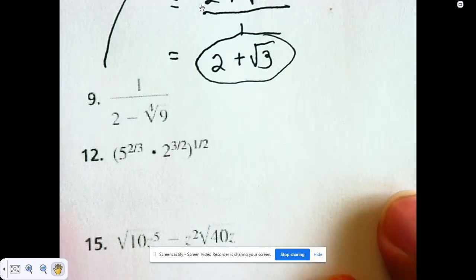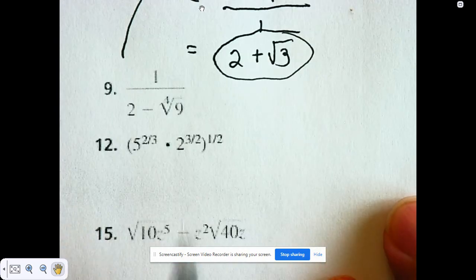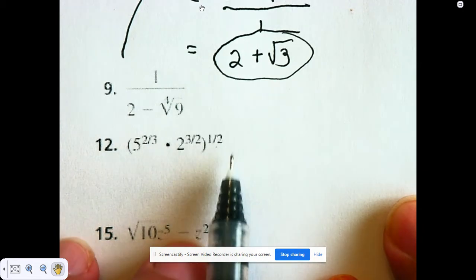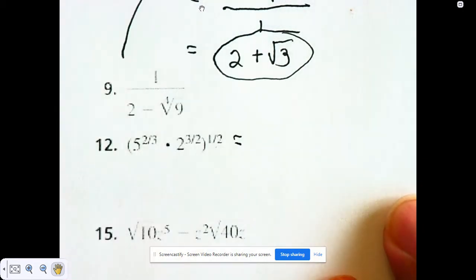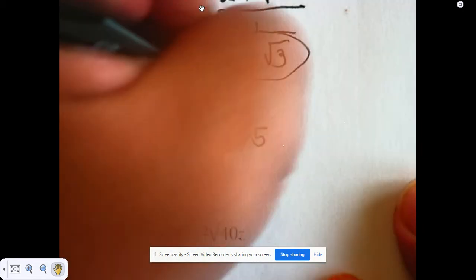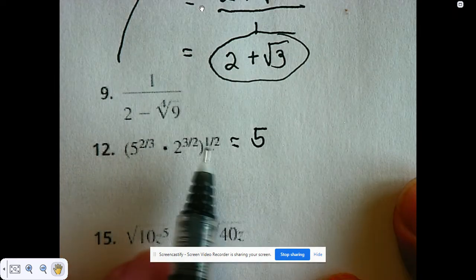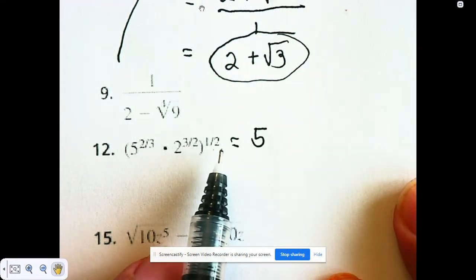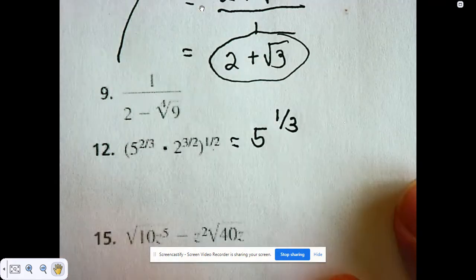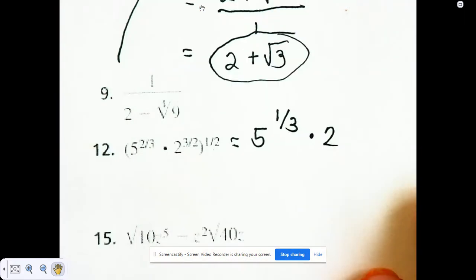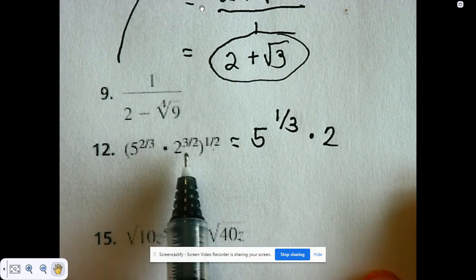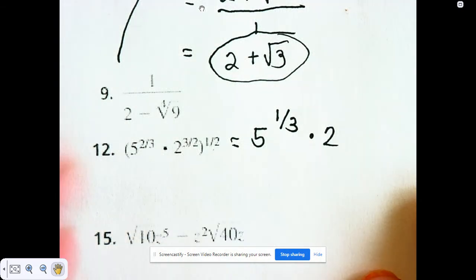Next, number 12. I just have to multiply the exponents. So if I'm going to put it right here, it's going to be 5. Now 2/3 times 1/2, which means that's going to be 2 over 6 or simply 1/3. And then the 2, I just have to multiply. So it's 3 halves times 1/2, so that's going to give me 3 over 4.